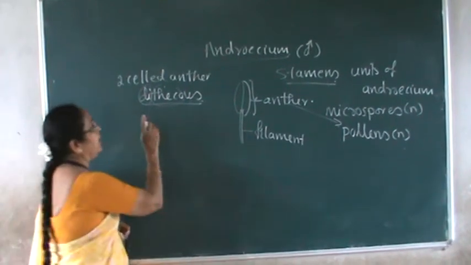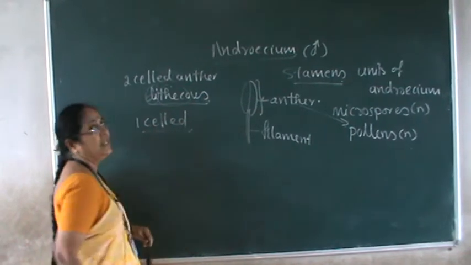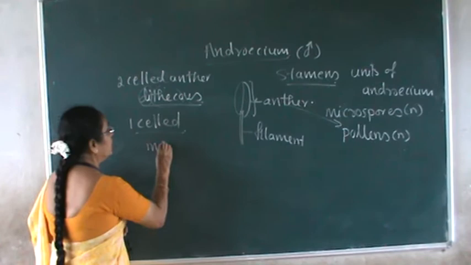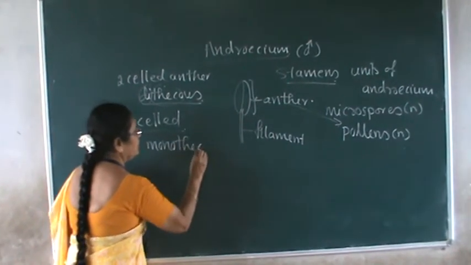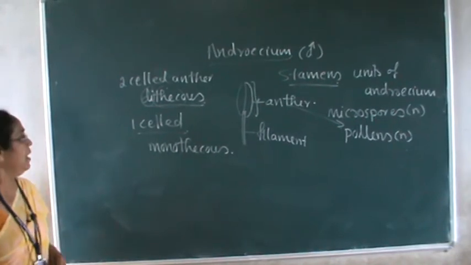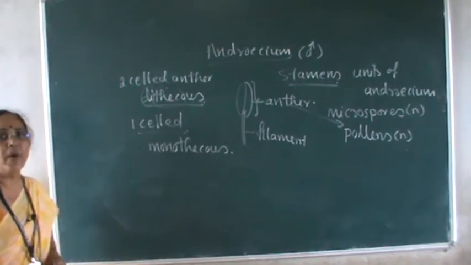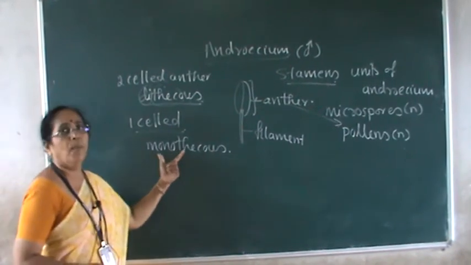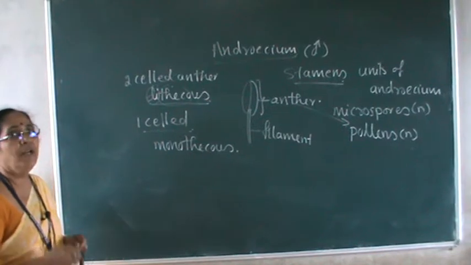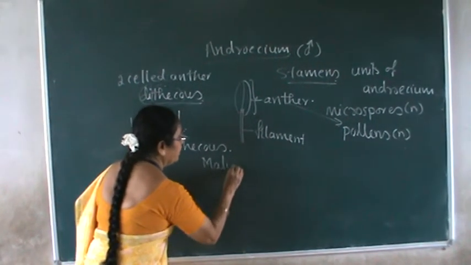And if the anther is made up of only one cell, a single cell, in that case it is called monothecous. The word itself gives the meaning: mono, single, and theca, chamber. If the anther is made up of only one chamber, then it is called a monothecous type of anther. And this is very specially found in the members of family Malvaceae.